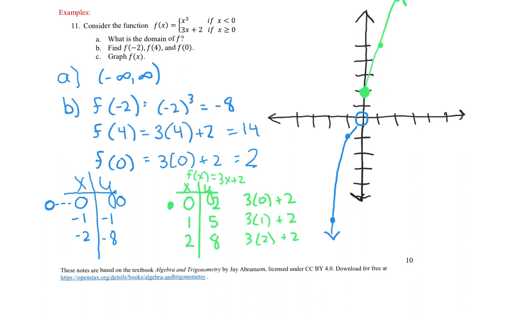Now, I could have noticed that the bottom part of the function is a line, y equals mx plus b. So I could have graphed my piecewise function using that piece of information, and that we have a toolkit function of x cubed as well.